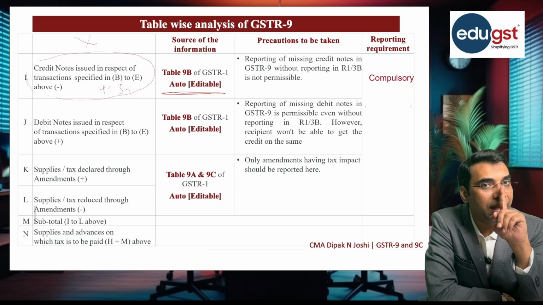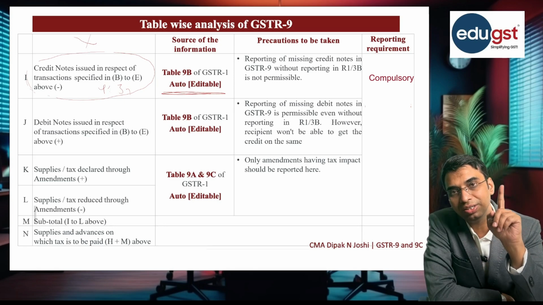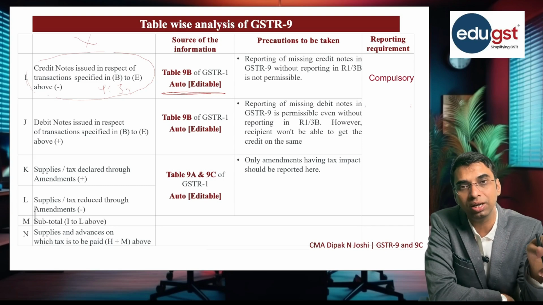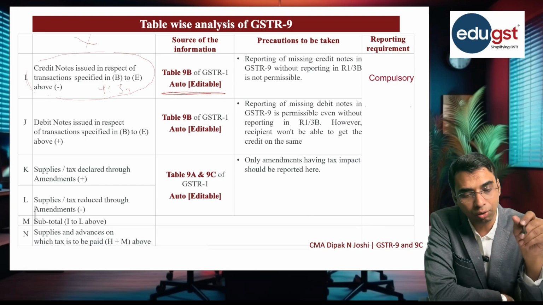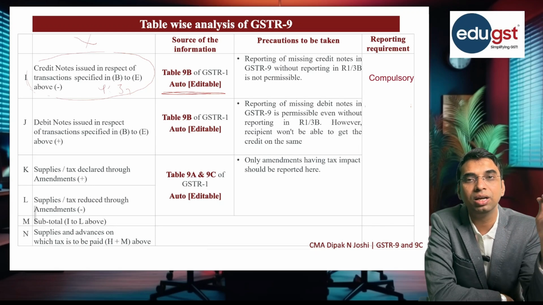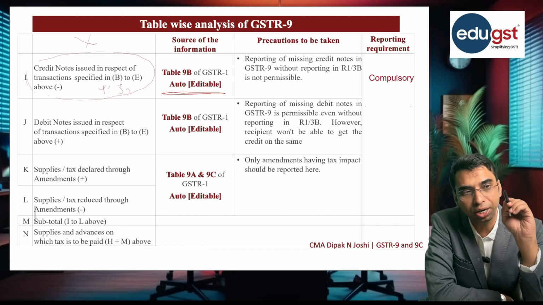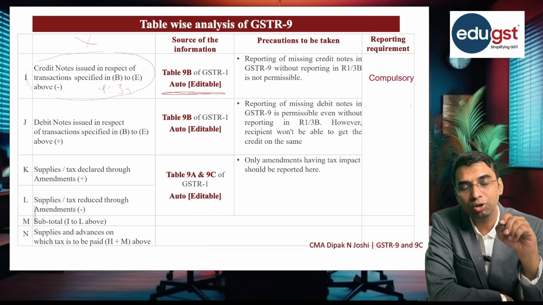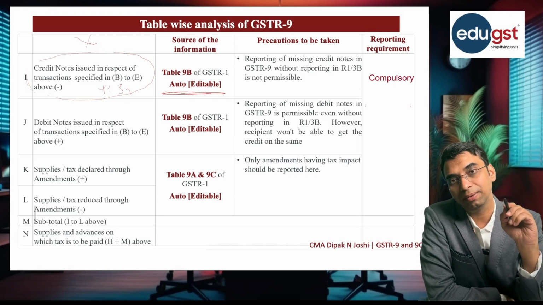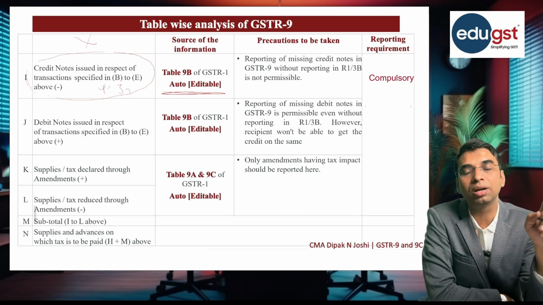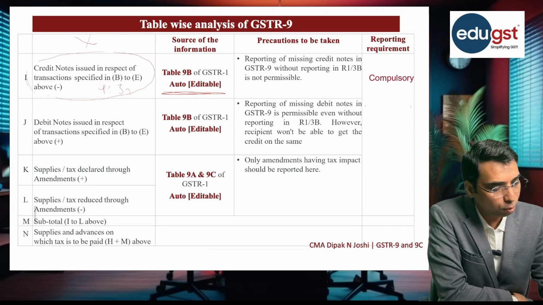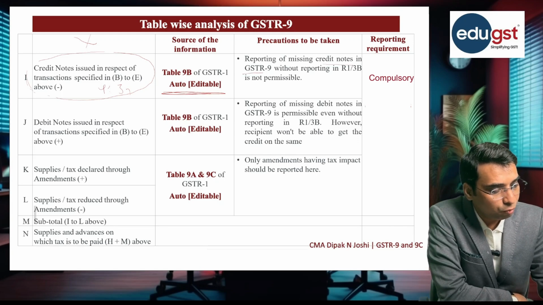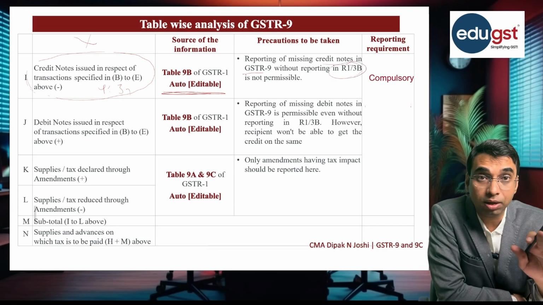Remember, if there is additional liability payable, even if you have not reported in GSTR-1 or 3B, you can directly report that amount in GSTR-9. But you cannot directly reduce your GST liability by way of credit note directly in GSTR-9. You're required to report that in GSTR-1 and then in GSTR-3B. Section 34 specifically says that you can reduce liability only when you report that particular credit note in your return filed under section 39. तो GSTR-3B में अगर आप वो क्रेडिट नोट दिखाते हो, कंसिडर करते हो, then only you can reduce your liability. Okay, so reporting of missing credit note in GSTR-9 without reporting it in GSTR-1 and 3B is not permissible. Make it very clear.